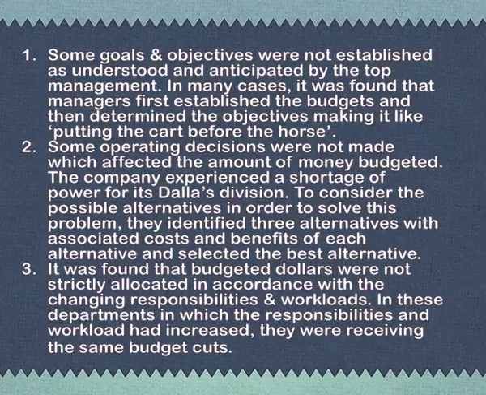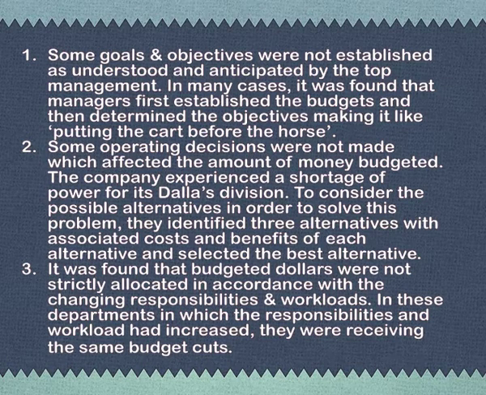Thus, the process was like asking the managers of organizational units to identify their lowest priority activities and functions, that is, those activities which they would give up if they were forced to take say a 10 or 15% budget reduction. During this process, a series of meetings were held in the activity review, budget allocation and setting up of the priorities. At the end of this review process, they encountered three main problems. Number one, some goals and objectives were not established as understood and anticipated by the top management.